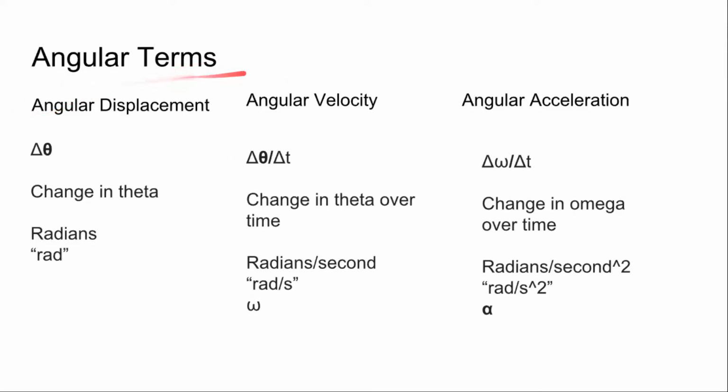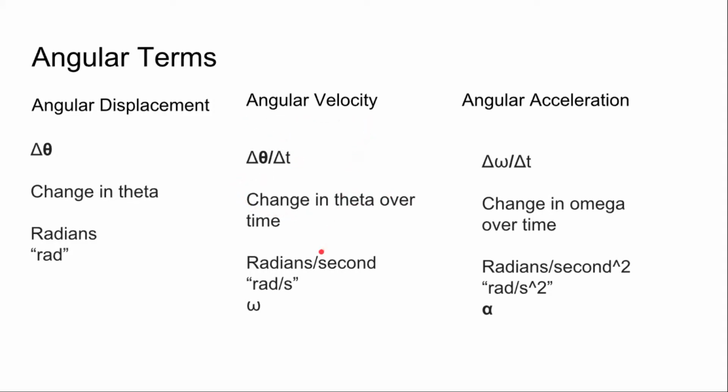So now we're going to be introduced to our angular terms, which are similar to, of course, the kinematic terms. First, we've got angular displacement, which is change in theta, of course. And this theta will be defined in radians, which is, as defined, the ratio of the arc length to the angle it makes. You can call it simply rad or radians. Along with displacement, we also have a velocity, which is a change in displacement over time, which is change in theta over time in this case.